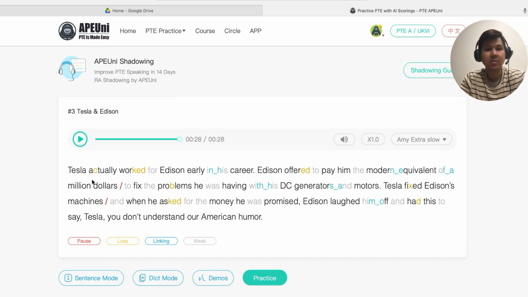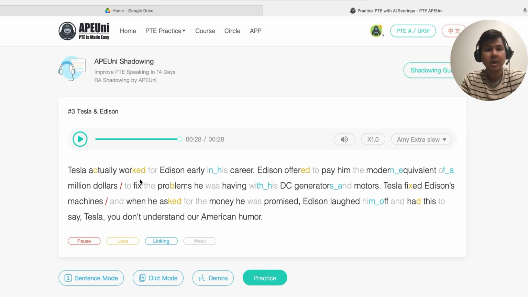Tesla actually worked for Edison early in his career. Edison offered to pay him the modern equivalent of $1 million to fix the problems he was having with his DC generators and motors. Tesla fixed Edison's machines, and when he asked for the money he was promised, Edison laughed him off and had this to say, "Tesla, you don't understand American humor."